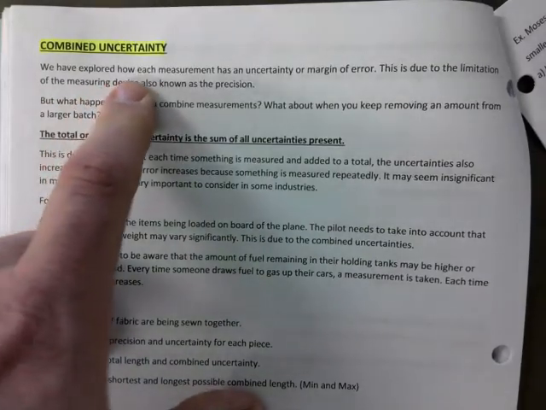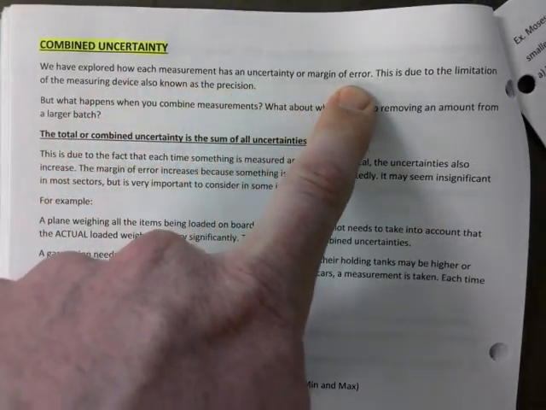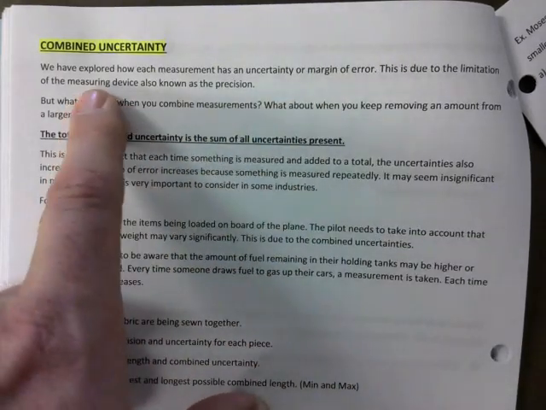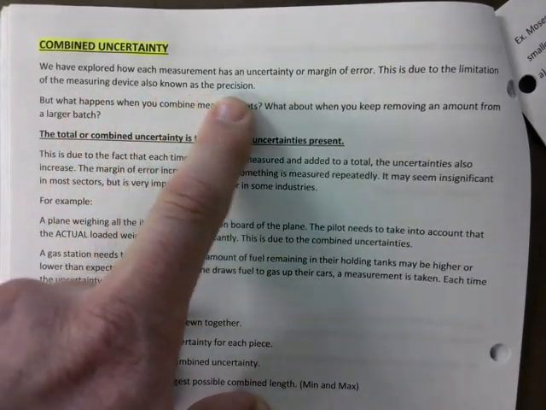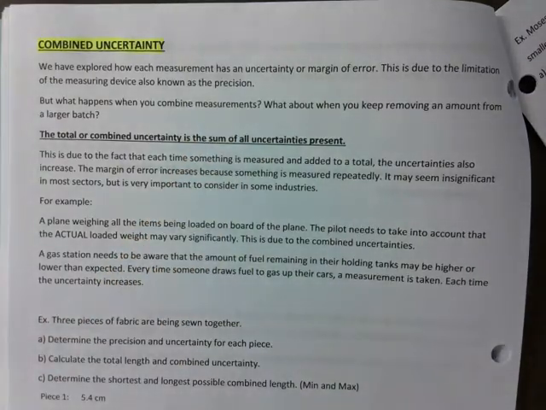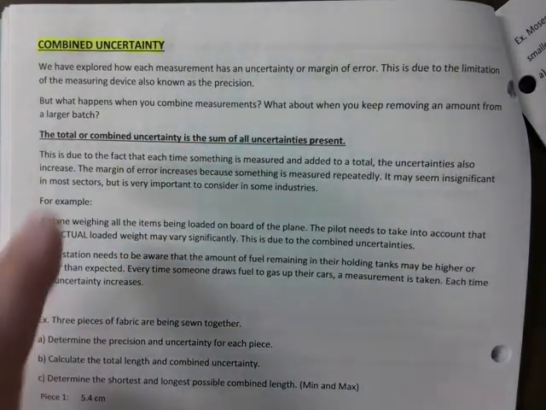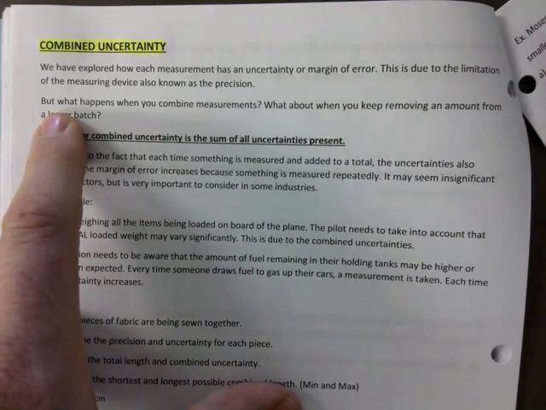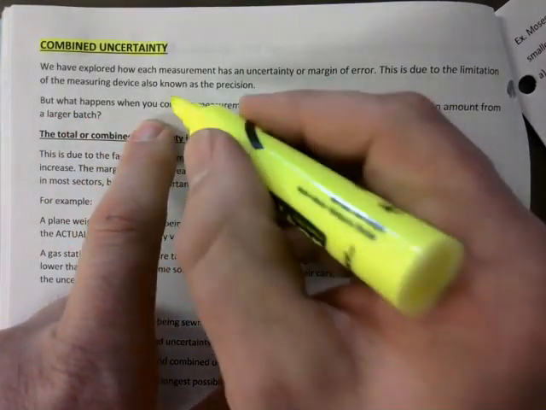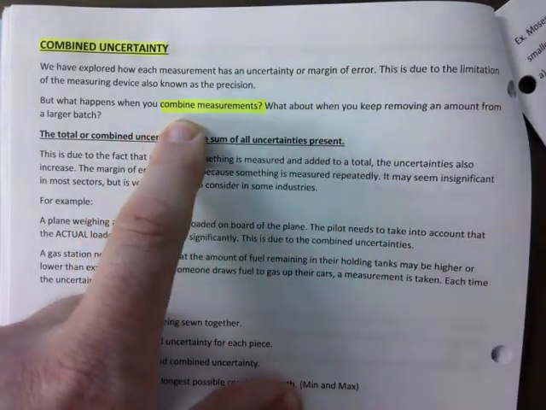So we've explored how each measurement has an uncertainty or margin of error. This is due to the limitation of the measuring device, known as the precision. So precision affects your uncertainty, always. They're very much related. But what happens when you combine measurements, right? So what will happen when we combine measurements?